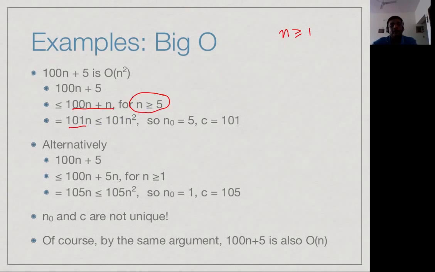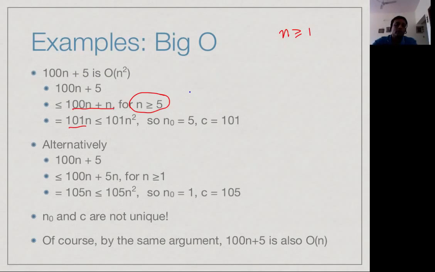Now since n is at least 1, n square is bigger than n. So 101 times n is going to be smaller than 101 times n square. So by choosing n0 to be 5 and c to be 101, we have established that n square is an upper bound for 100n plus 5. So 100n plus 5 is big O of n square.